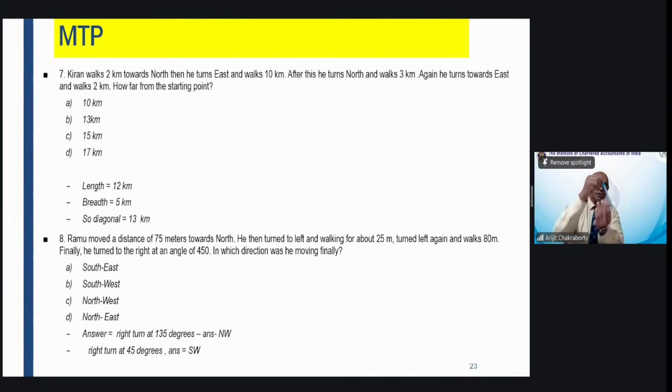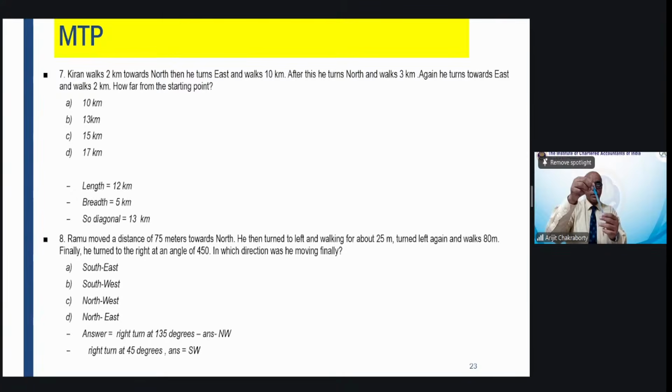पश्चिम के बाद फिर से left, यानी अभी दक्षिण दिशा में जा रहे हैं. He is walking 80 meters. Finally, he turns towards the right at an angle of 45 degree. So he is going towards the south and takes a right turn at 45 degree.